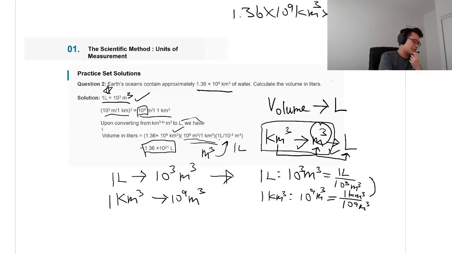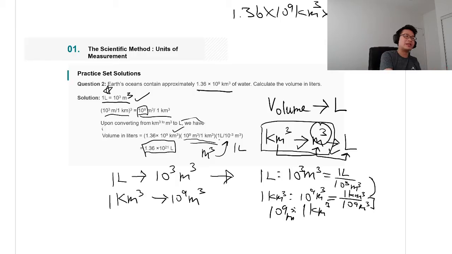But when we multiply this ratio, how are we going to arrange that? We can arrange 10 to the power of 9 meter cube over 1 kilometer cube, or 1 kilometer cube over 10 to the power of 9 meter cube. Which will be the denominator, and which will be on top? This ratio can be written the other way, so the fraction will be different. How can we arrange that?